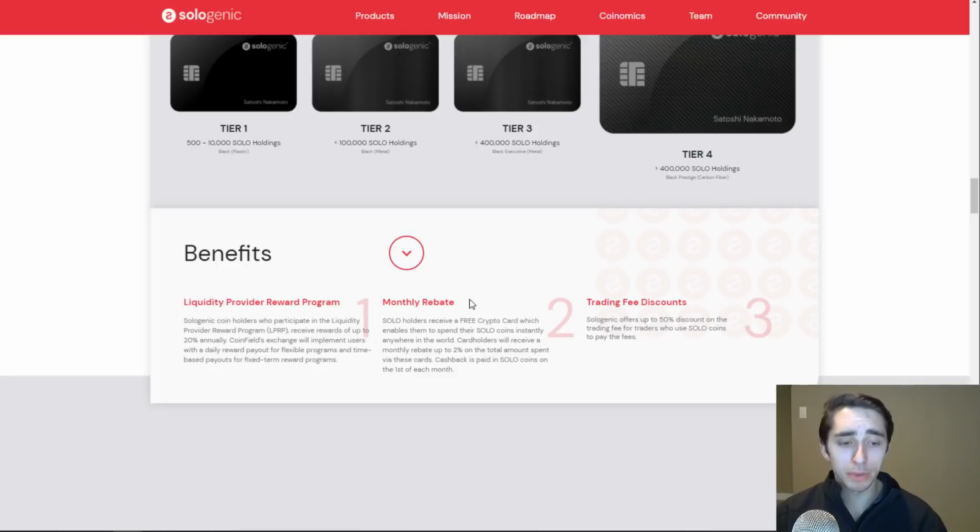Another thing is the monthly rebate. You get about 2% back on every purchase in the form of Solo coins. So it's almost like a reward program, where I'm going to shop, I'm spending from my Solo card, and I get 2% cash back in the form of Solo coins. And the third one here is trading fee discounts.